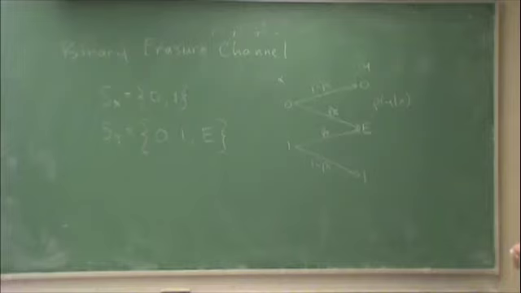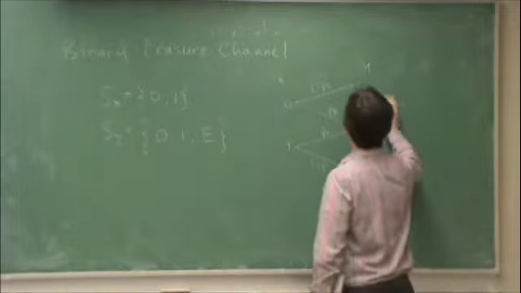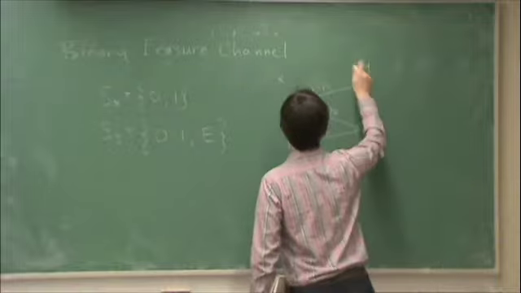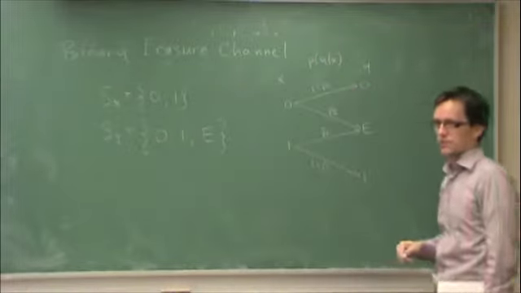This is the conditional again, as you said. You're writing on the arrows P of y given x. Yes, that's right. So this is x, this is y, this is P of y given x. That's the label here.